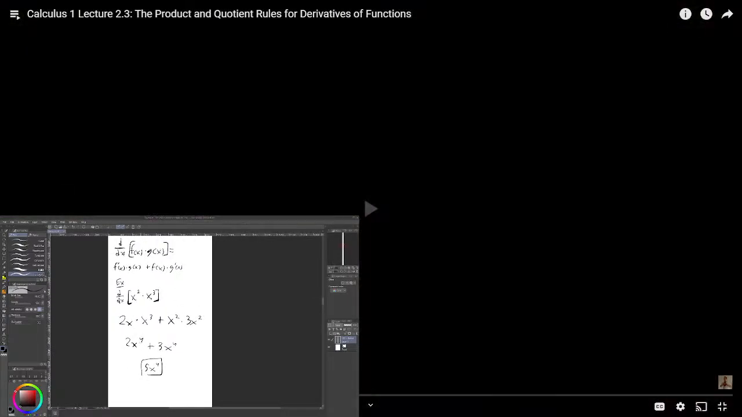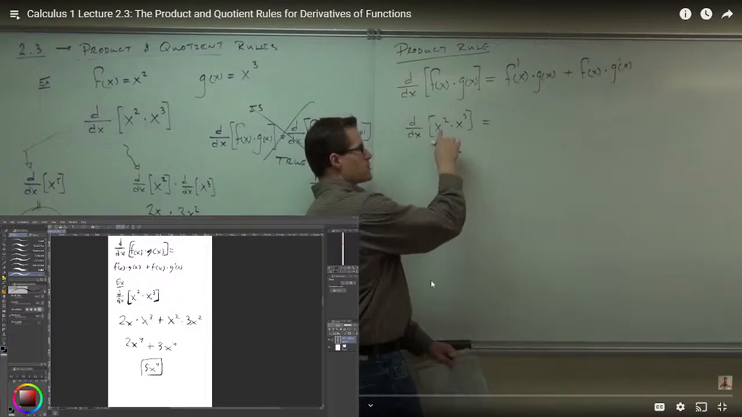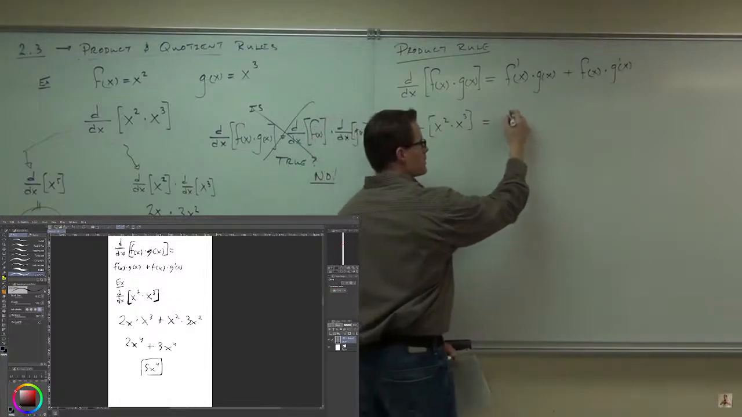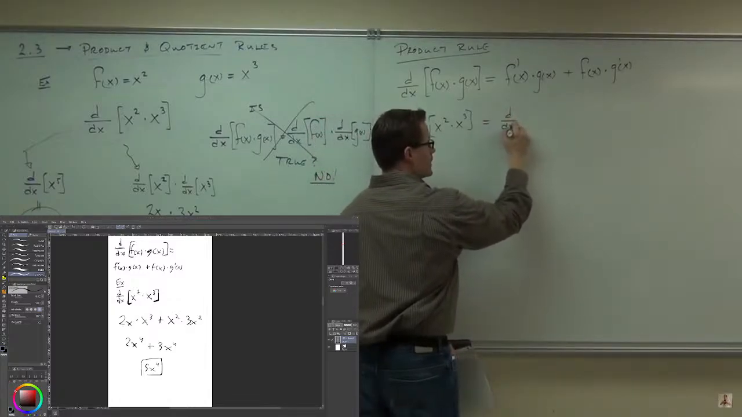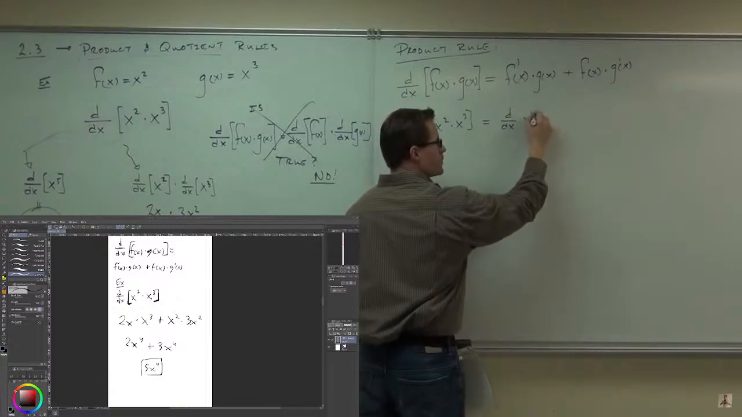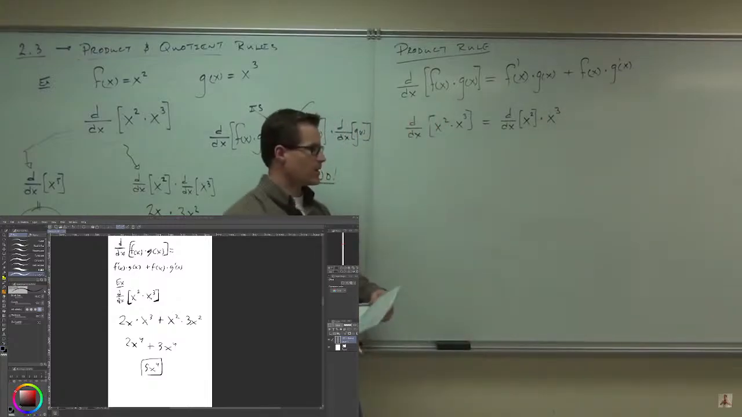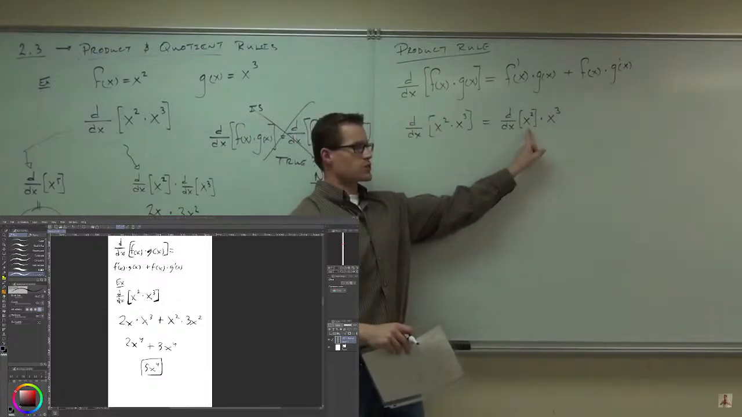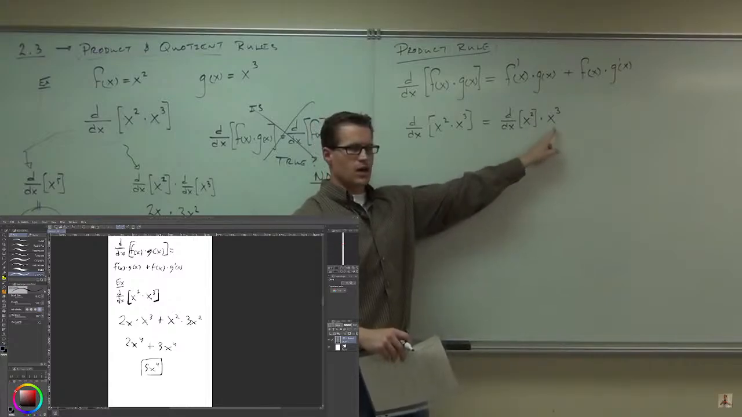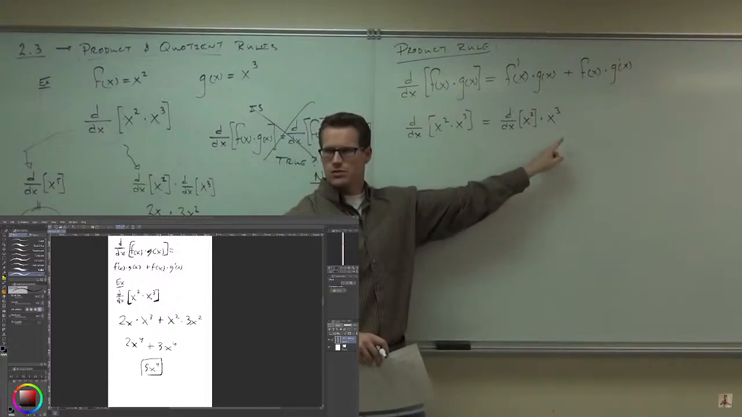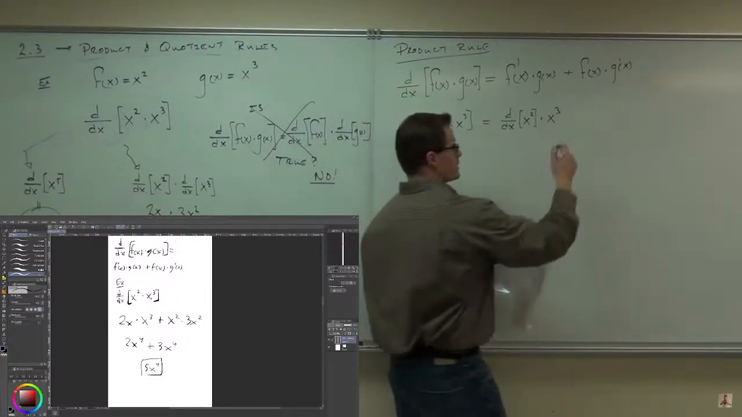Nice. You take the derivative of your first function, that would be x squared. You find the derivative of your first function times the second function. That's how to write that out. Are you okay with the notation? Derivative of your first function times your second function. Then you have a plus sign.